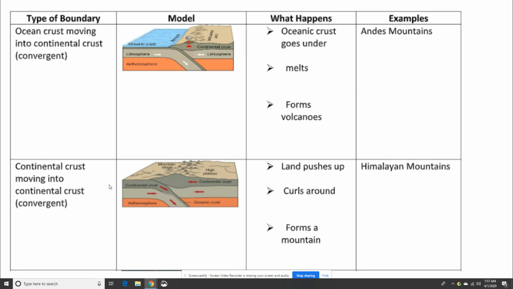The other way that crust can come together is if it's a continent pushing into a continent. They're both the same density. So depending, again, on how fast they're moving, one's going to eventually go under the other, but there's going to be more of a push up, which you're going to get mountains here. These land-to-land mountains are sometimes called folded mountains, because the land pushes up and curls around. And an example is the Himalayan mountains. That's where the Indo-Australian plate pushes into the Eurasian plate. And that's why the mountains get a little higher every year, because the plates are still moving.